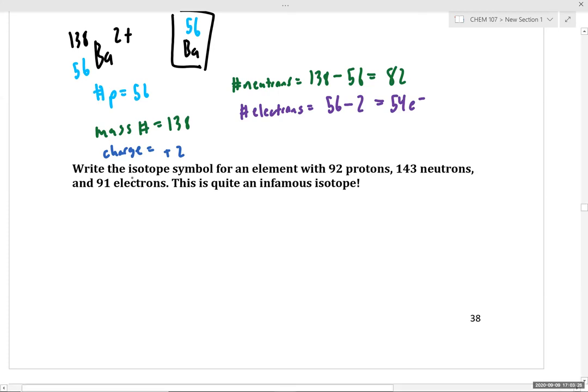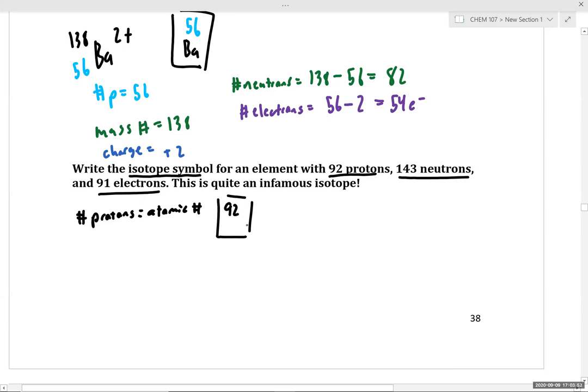So we're asked to write the isotope symbol for an element with 92 protons, 143 neutrons, and 91 electrons. Okay, so we know that the number of protons is equal to what is known as the atomic number, and each unique element has a unique atomic number or number of protons.